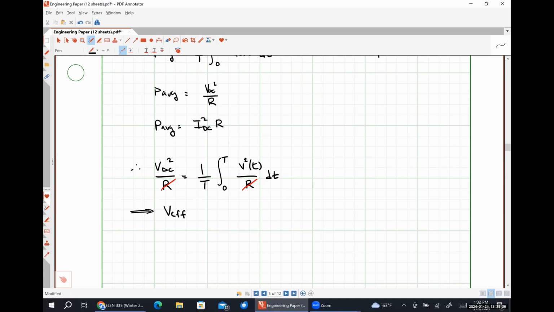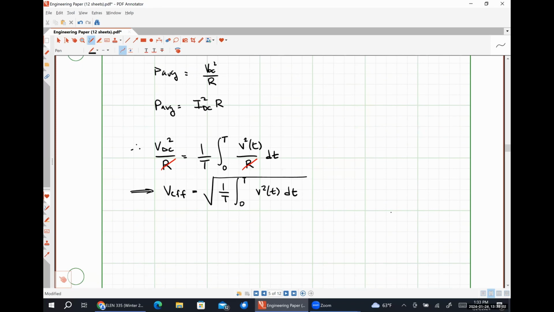So our effective value for our voltage is just the square root of 1 over T times the integral from 0 to T of the square of our periodic voltage waveform with respect to time. We can do an incredibly similar derivation using our current relationships, and what we will find is that our effective current is the square root of 1 over T times the integral from 0 to T of our periodic current waveform squared with respect to time. So it's literally the exact same equation, except when we're finding the effective value for the current, we square the periodic current. When we're finding the effective value for the voltage, we square the periodic voltage.